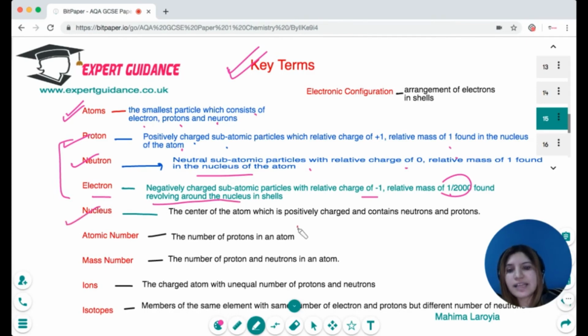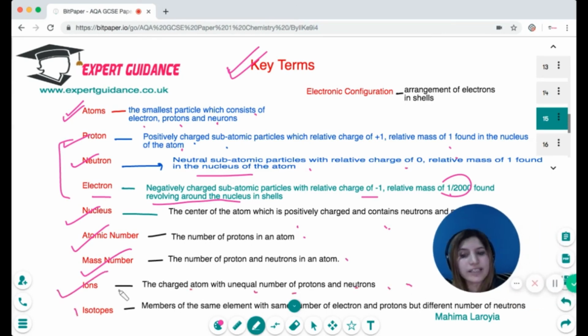Nucleus is the center of the atom with a positive charge, which contains neutrons and protons. Atomic number is the number of protons. Mass number is the number of protons and neutrons. An ion is a charged atom with an unequal number of protons and electrons. What are isotopes? Members of the same element with the same number of electrons and protons but a different number of neutrons. Electronic configuration is the arrangement of electrons in shells. Okay, so I hope all these key terms in this unit are clear to you.